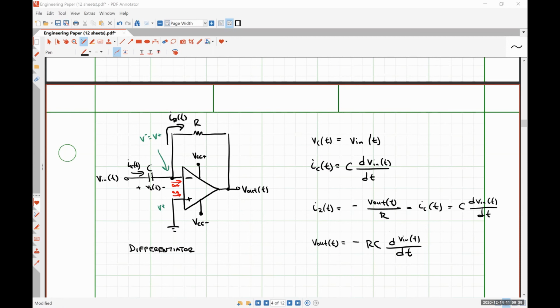Second problem is an inverting Schmitt trigger. I ask you to calculate the upper and lower trigger limit, which is again just using the exact equation in class, and then a simple simulation.